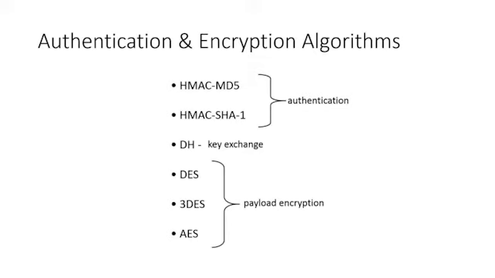So here are our authentication and encryption algorithms that you need to be familiar with. For authentication, we have MD5 and SHA-1. For our key exchange, we have DH. What's that stand for? You remember? The Diffie-Hellman, right? And then for payload encryption, we can use DES, triple DES, or AES. AES being the best out of those, obviously.